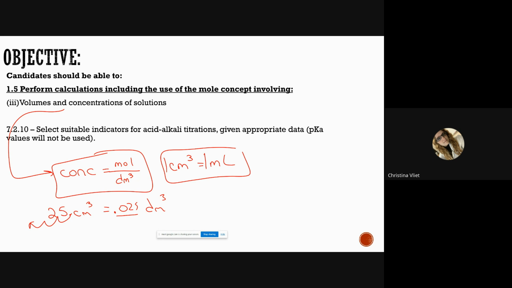I would suggest having this on hand because for these specific indicators, you will not be told the color change by Cambridge most likely. You are expected to memorize it. So I want you to pay careful attention to the middle. The middle is where equivalence is.